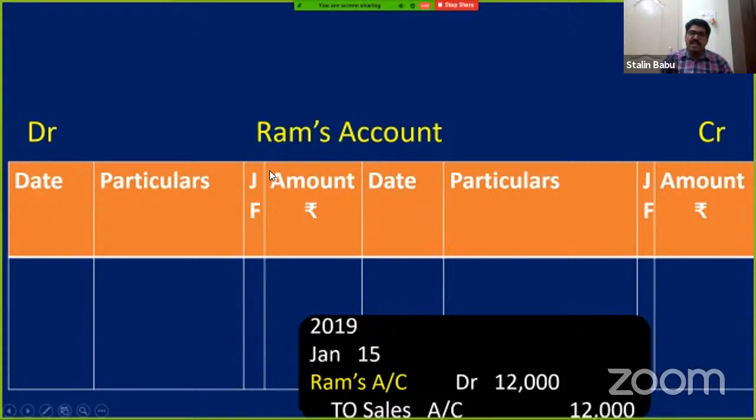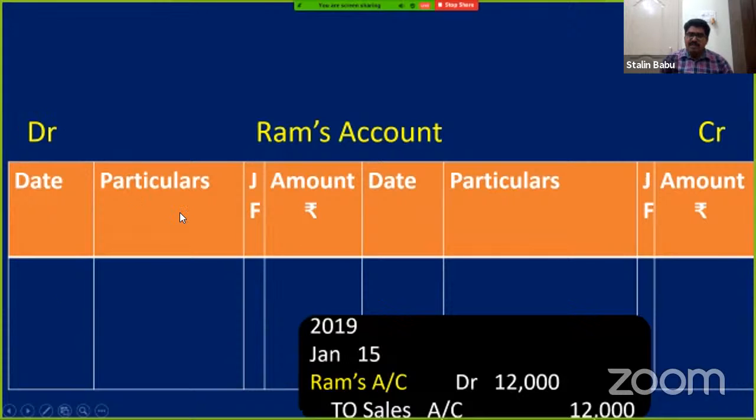So which account are we preparing? Ram's account. Is Ram's account debited or credited? Yes, it is debited here, so we have to post on the debit side. What is the date of the transaction? January 15. In the particulars column, we are writing on the debit side.